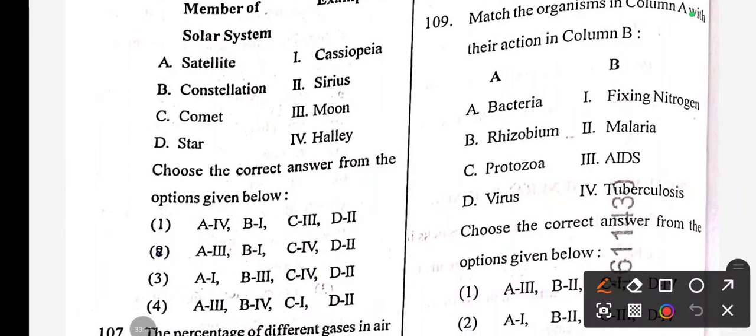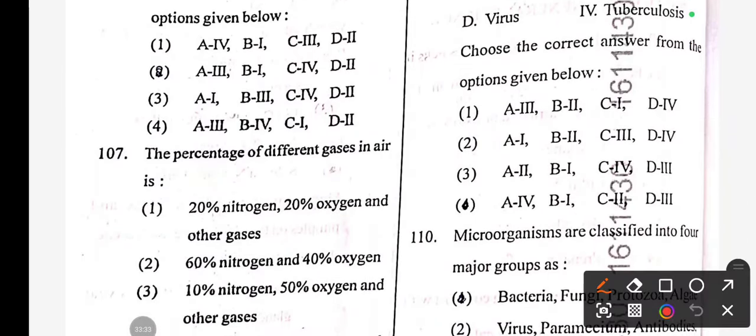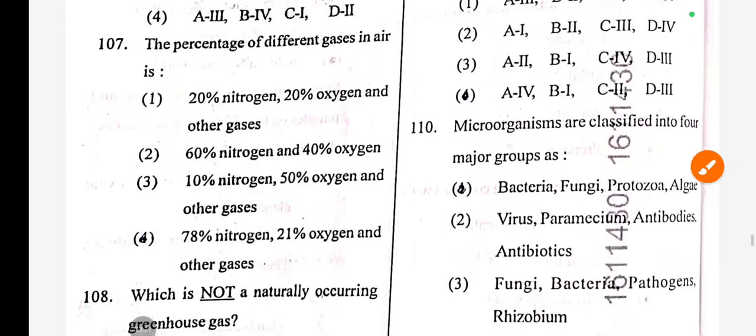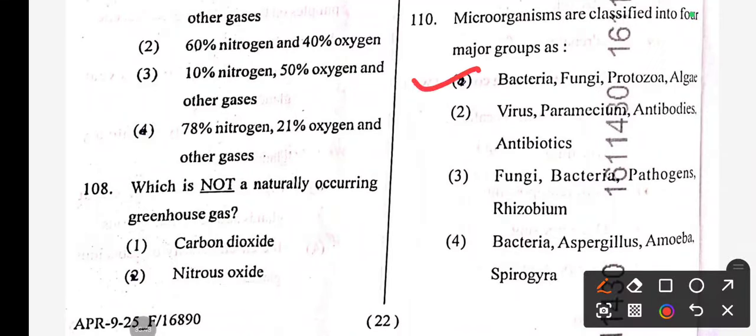Bacteria, tuberculosis; rhizobium, nitrogen fixing; protozoa, malaria; virus, AIDS. And the answer is option 4. 110. Microorganisms are classified into 4 major groups as bacteria, fungi, protozoa, algae. Option 1.